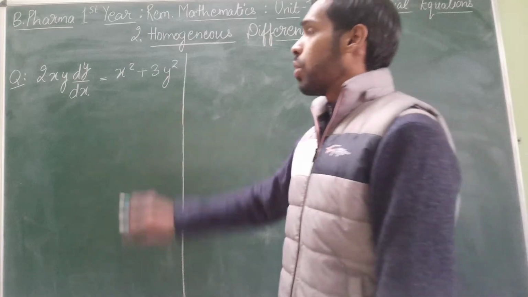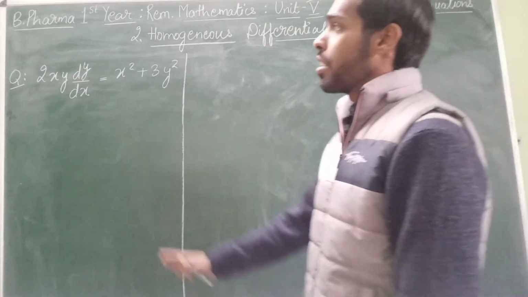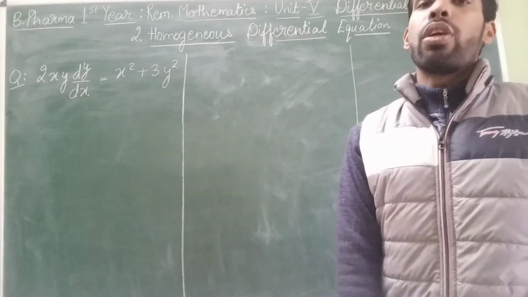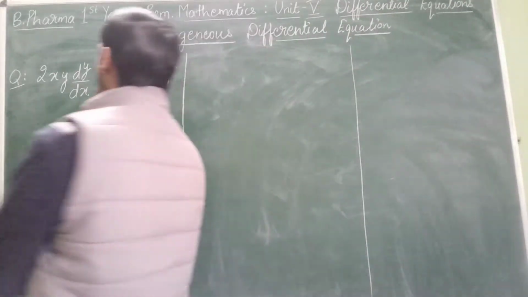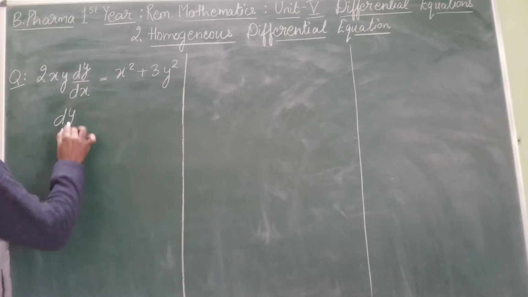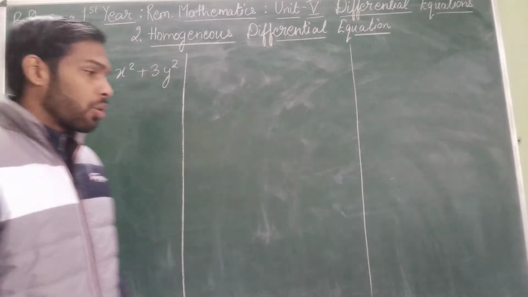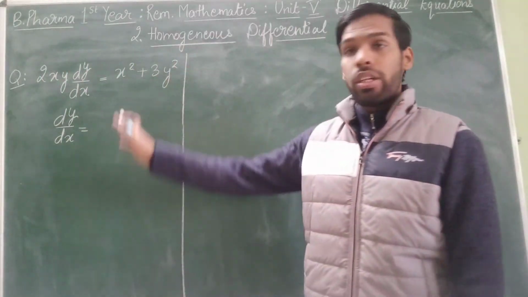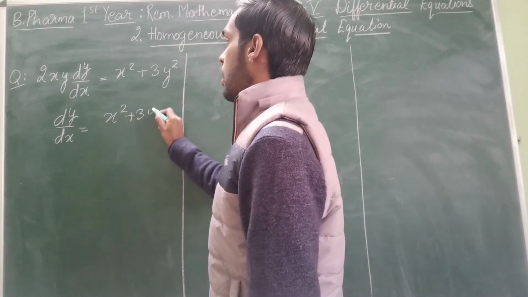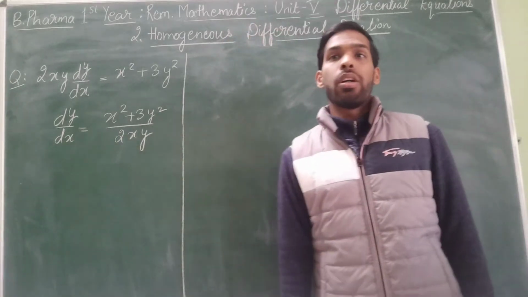So the question I have written on the board, we have to find out the general solution of this given differential equation, that is 2xy dy by dx is equal to x square plus 3y square. So to find out the solution, first of all here we will find out dy by dx. So to find out the dy by dx, you can cross multiply the terms which is on the left hand side with dy by dx. So it will be (x square plus 3y square) upon 2xy. This is your dy by dx.